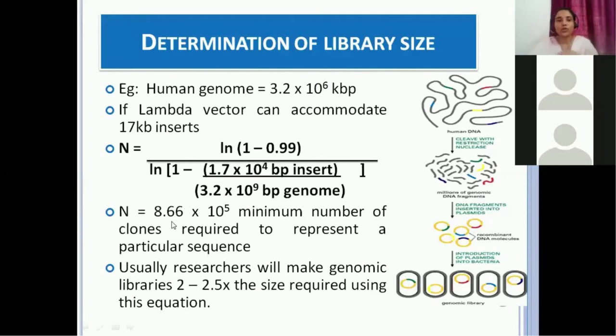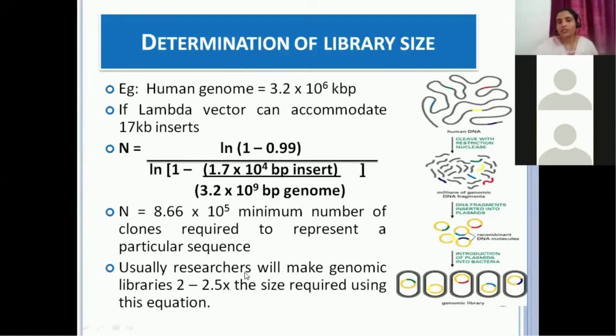But when you calculate, you will get 8.66 into 10 raised to 5 as the minimum number of clones. That means if your human genome is there and you're using a lambda vector, only 17 kb size can be put inside. So how many fragments should there be? These many, 8.66 into 10 raised to 5 fragments. That many clones have to be made at minimum. So the minimum number of these clones will be 8.66 into 10 raised to 5. Okay, so huge.